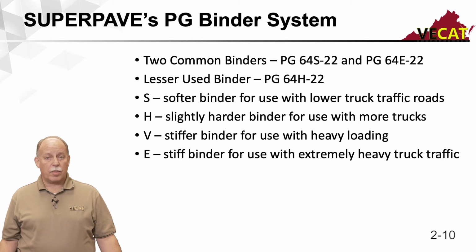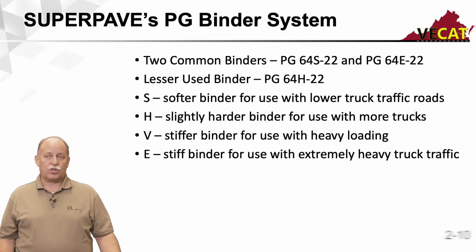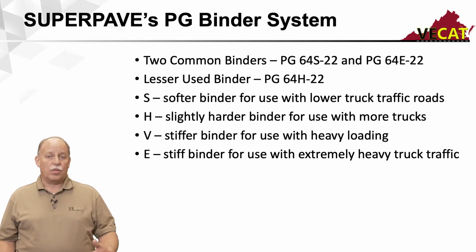So two of the most common binders that are used in Virginia are the 64S-22 and the 64E-22. You'll see the 64H-22 to a lesser degree, and that is because the RAP that can be used in our mixtures can take a 64S-22 and make it into a 64H-22.